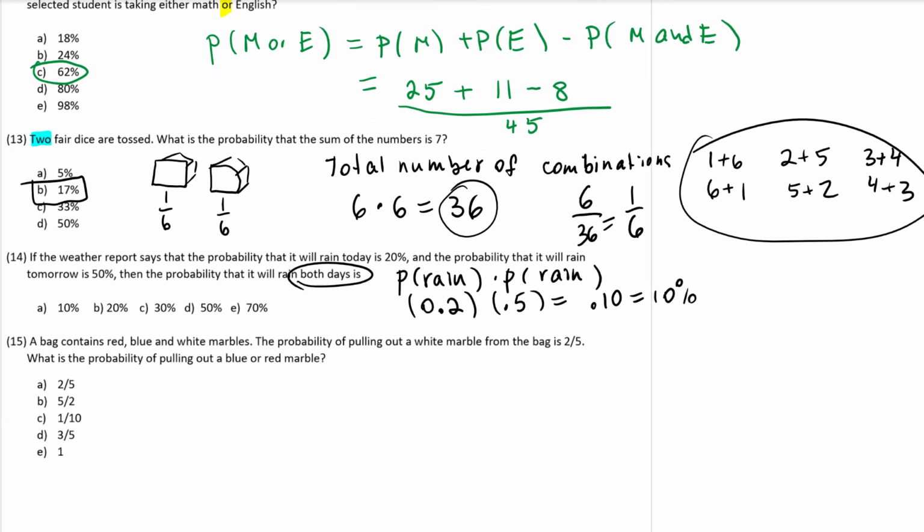Number 15, a bag contains red, blue, and white marbles. So here we go again. The probability of pulling out a white marble is 2/5. What is the probability of pulling a blue or red marble? I mean, this one I think is not too bad at all. So it's asking us for the complement of the probability. So it's simply the rest. Okay, so writing this out, using just an operation, you can do it like this. You don't have to. You can right away select an answer of 3/5 and you will be fine as long as you understand it's the other piece. Right, if 2/5 are the white marbles, the rest are going to be the other colors. That's why the answer is going to be 3/5.